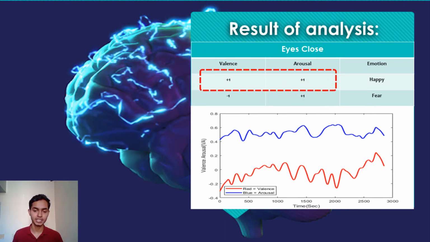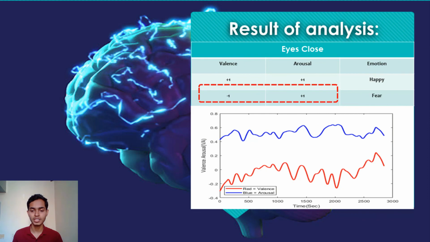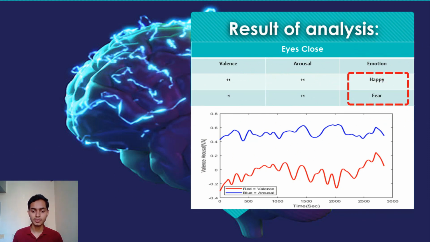In eyes closed conditions, it is also the same as the eyes open condition. There are positive valence +1 and positive arousal +1 brain signals. At the same time, it has negative valence and positive arousal from the brain signal. According to the subject's brain signal, he or she has happy and fear emotions.